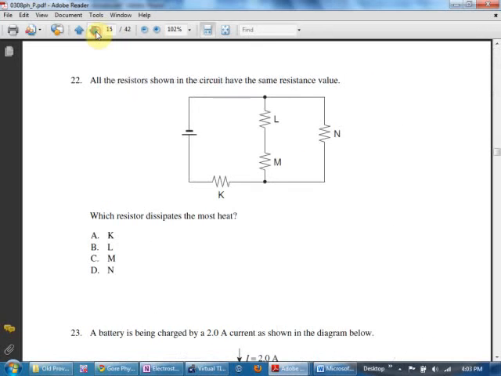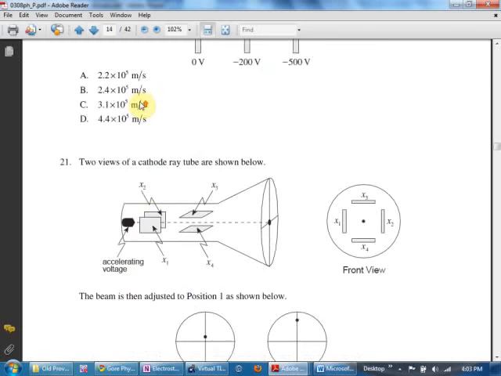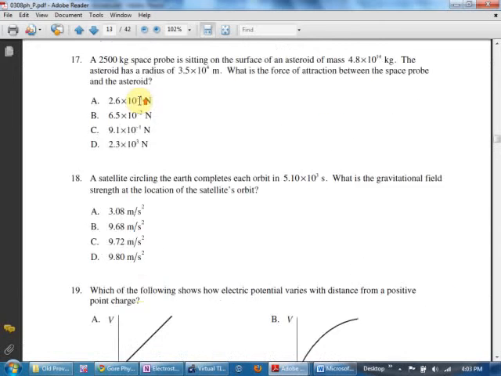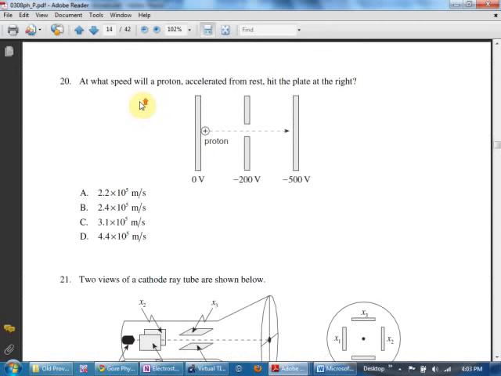Screen is still frozen. Thank you. Still frozen. Unfreeze. Uh-oh, battery almost died. What kind of electrostatics questions can they ask you?